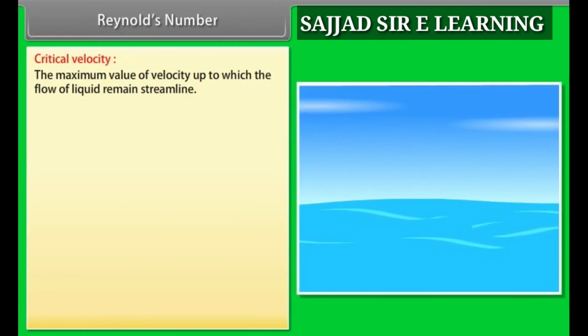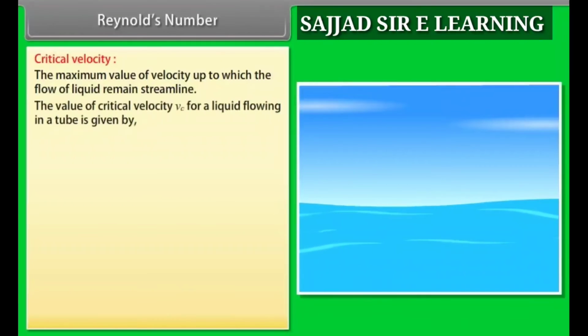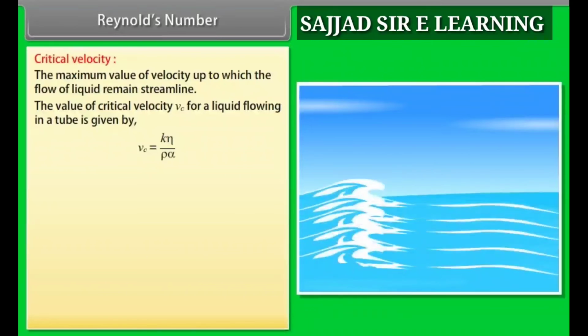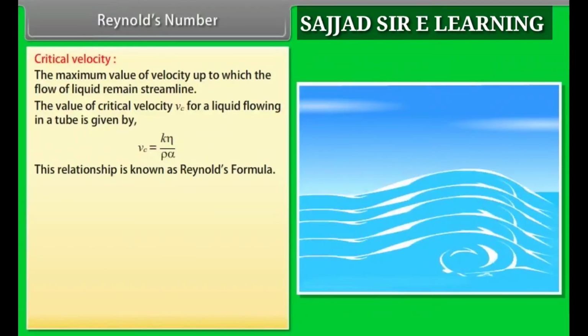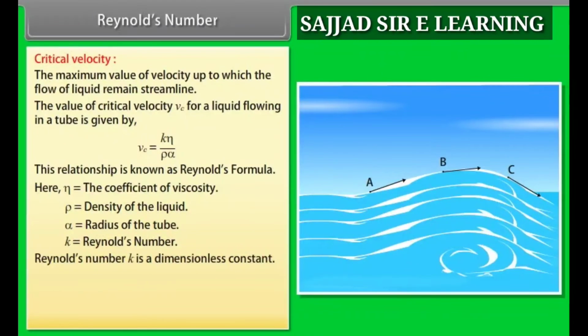Reynolds number. Critical velocity is the maximum value of velocity up to which the flow of liquid remains streamlined. The value of critical velocity Vc for a liquid flowing in a tube is equal to K into eta upon rho into alpha. This relationship is known as Reynolds formula. Here, eta is the coefficient of viscosity, rho is the density of the liquid, alpha is the radius of the tube, and K is the Reynolds number. Reynolds number K is a dimensionless constant.